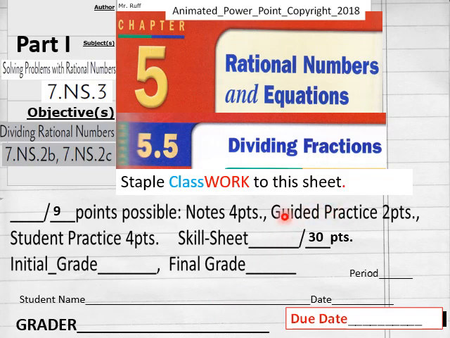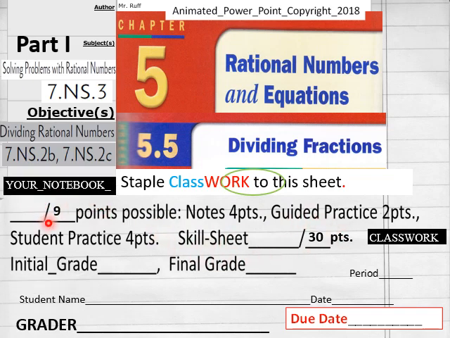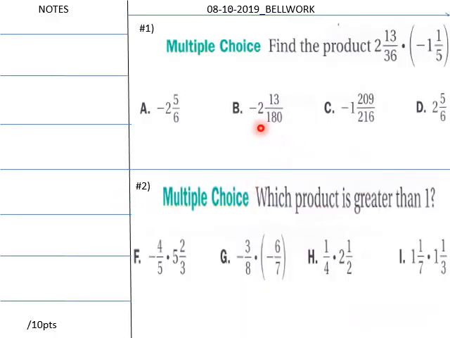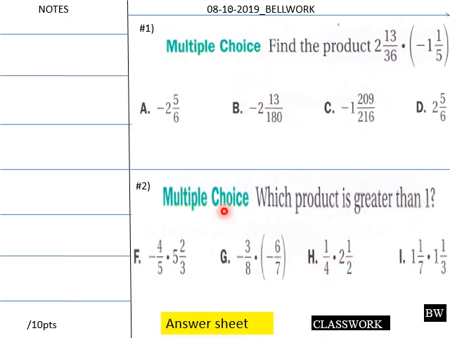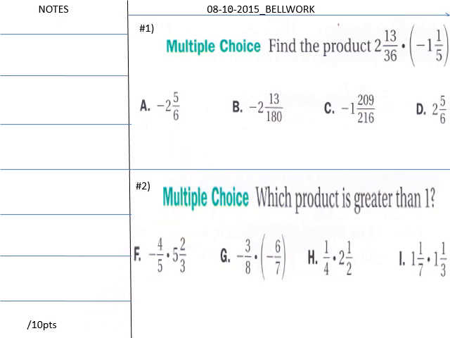Part 1. We have a 34-point skill sheet today, and we have 5 points here of note-taking to do. Teachers, here is the bell work for today. Find a product here. Which product here is greater than 1? Give your students 5 minutes here.